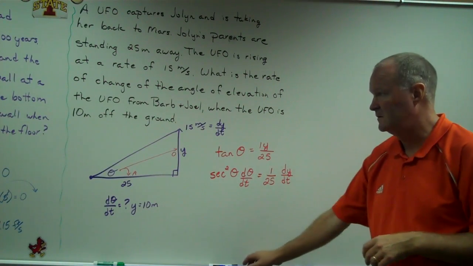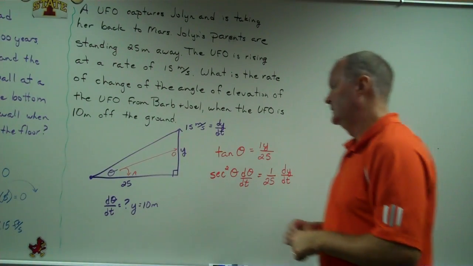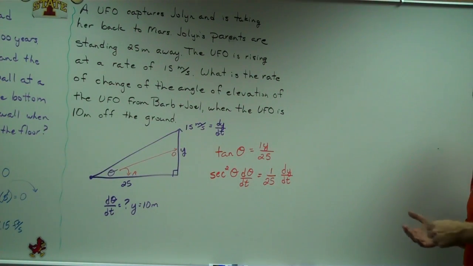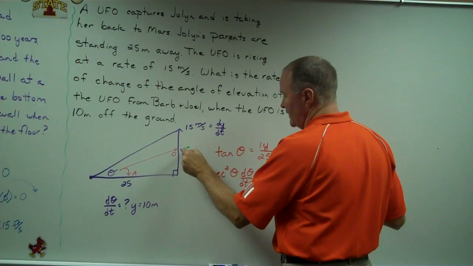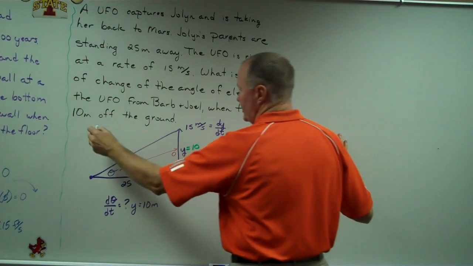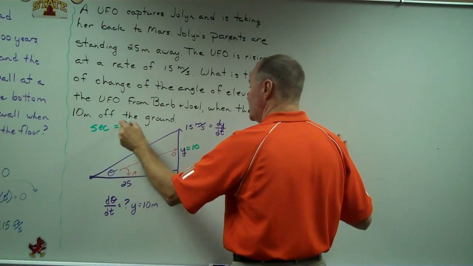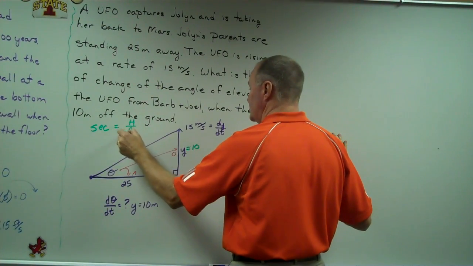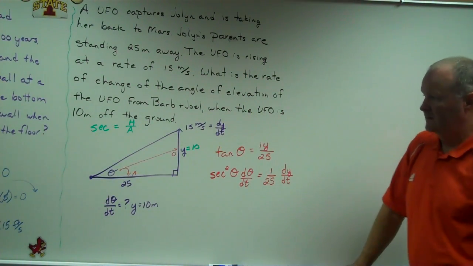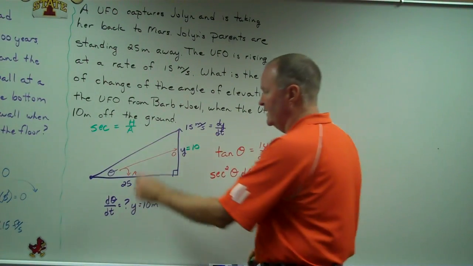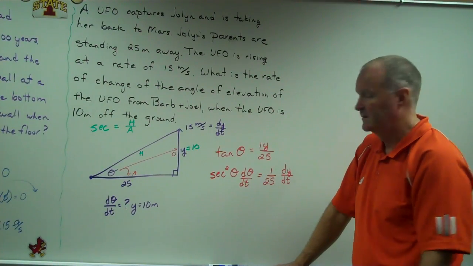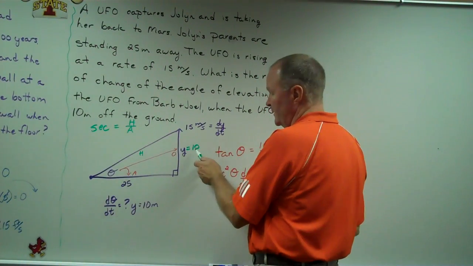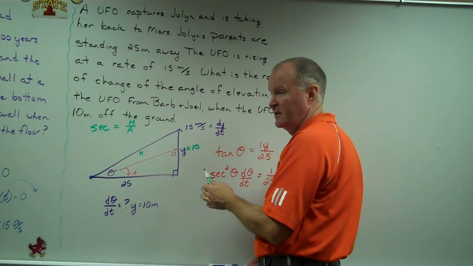Question? Answer? Now the next hardest part. We got to find the secant of theta when y equals 10. So if I look specifically here at the triangle, the secant is hypotenuse over adjacent. I know the adjacent, I have to find the hypotenuse. This is where it gets a little interesting. But 25 squared plus 10 squared is 625 and 100.